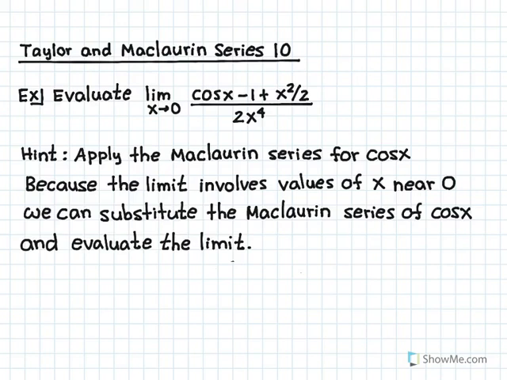In this video, we're going to continue our discussion of Taylor and Maclaurin series. The question here is to evaluate the limit as x approaches 0 of cosine x minus 1 plus x squared divided by 2, all divided by 2x to the power of 4.